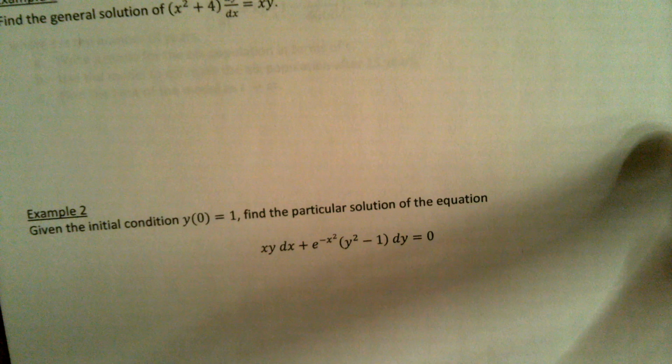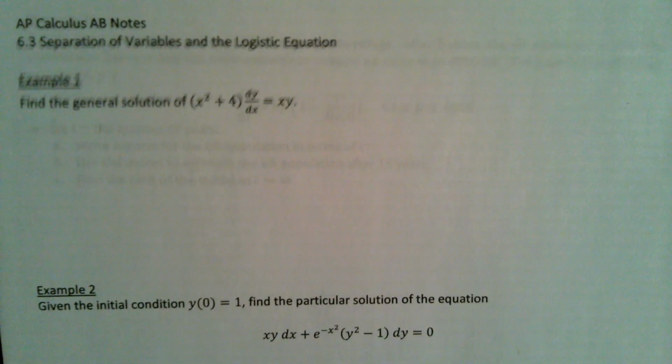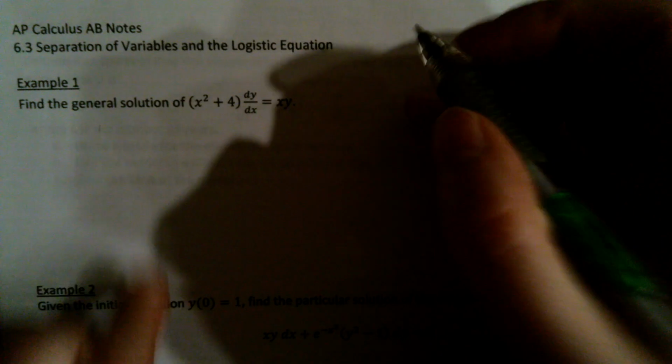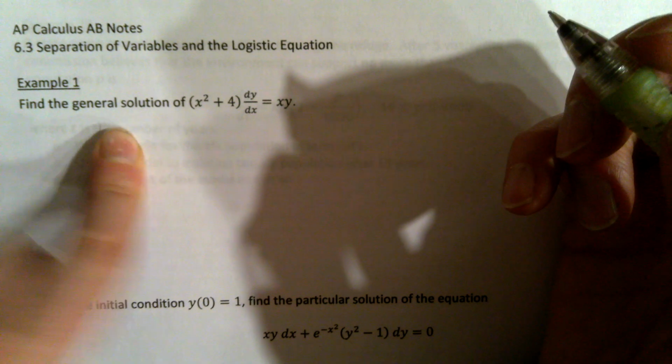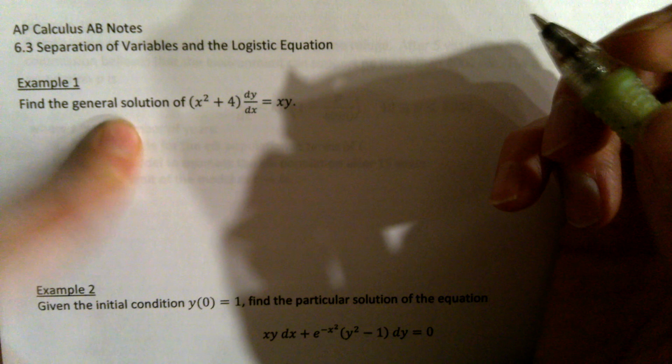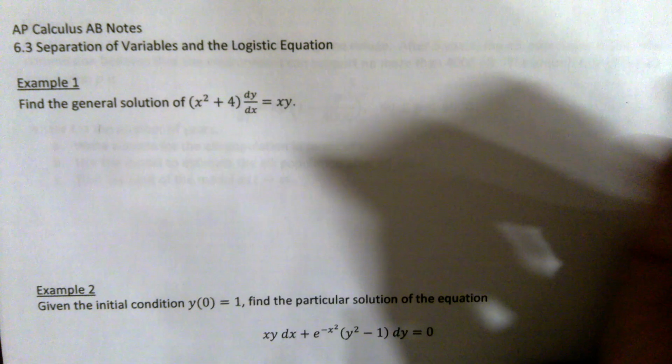Here are our AB notes for 6-3. So we're doing a lot of the same stuff that we did earlier this chapter. We're still taking differential equations. We're still finding general solutions. Remember, general solution is going to have some kind of constant in there. And we're still using that strategy of separating out our variables.